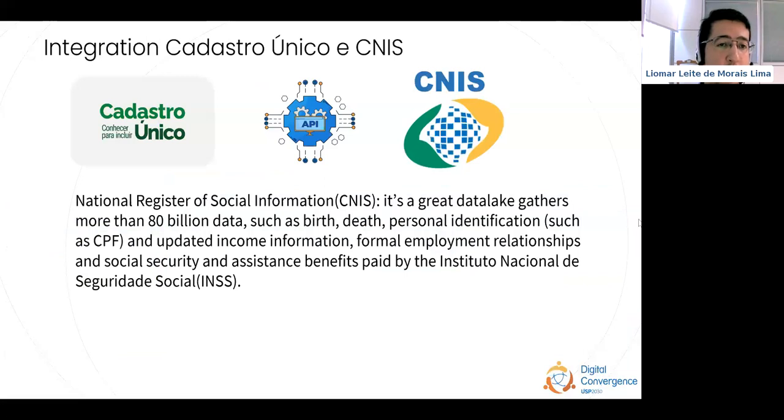Now I would like to talk a little about the recent innovation, the integration of the Cadastro Único and CNIS. What is CNIS? CNIS is a great data lake. We have 8 billion data points about birth, death, and personal identification. In our country, we have the CPF, which is the unique identifier of an individual. And we have information about formal employment relationships, and about the social security and assistance benefits paid by the INSS, the national social security institute. And next slide.